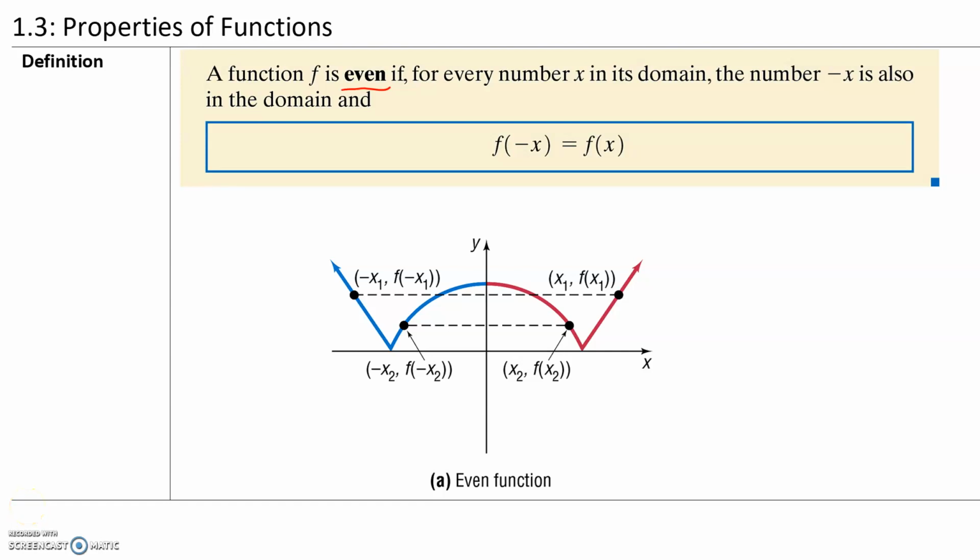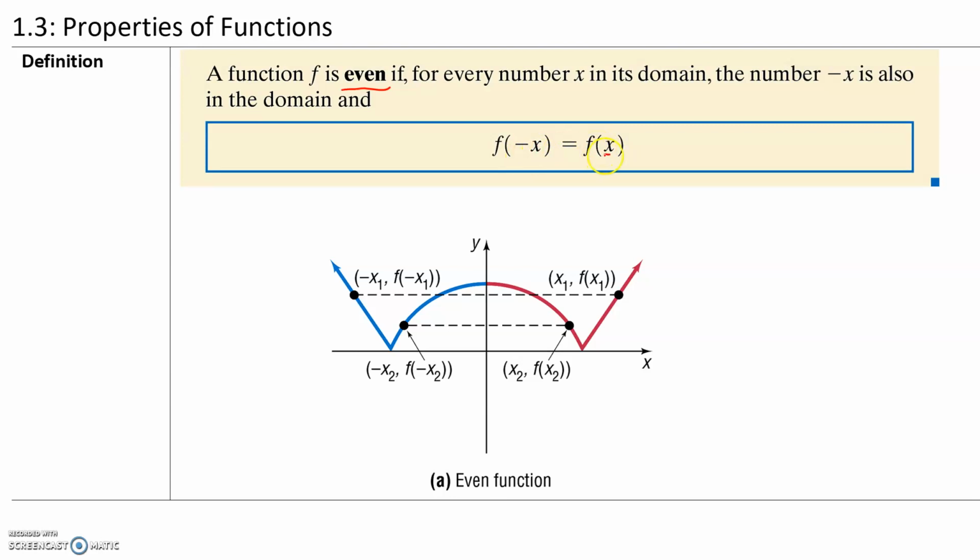In this section, we will talk about properties of functions. A function f is even if for every number x in its domain, the number negative x is also in the domain. The reason this has to be true is if negative x is not in the domain, that means the graph doesn't exist for that point negative x. So x has to exist in the domain, negative x has to be in the domain, and f of negative x has to equal f of positive x.